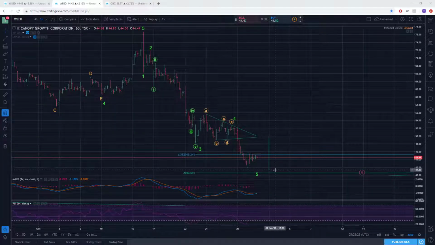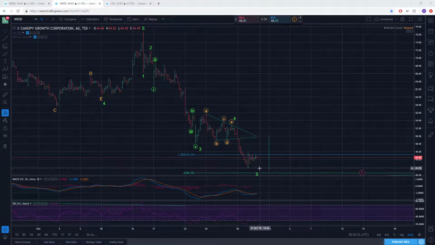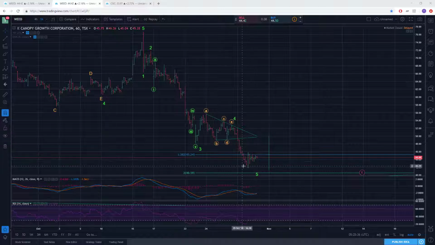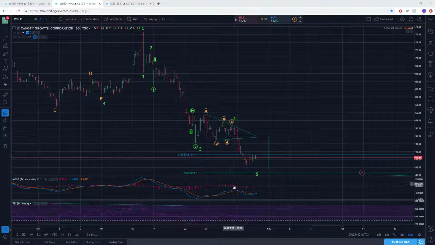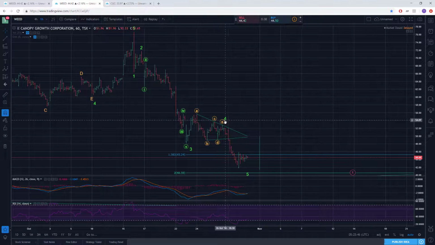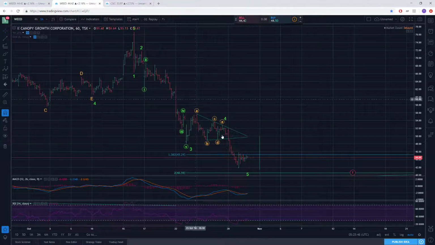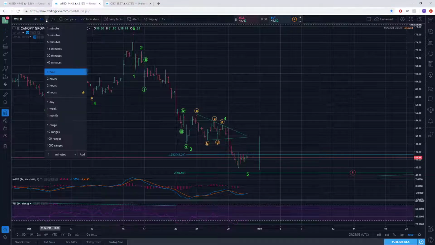So the triangle thrust objective on weed here was down 41 and change. We went as low as 41.80 so far. We didn't quite hit that 2.0 reverse fib of the A wave here, which would be at 40.59, although we could still hit it. And if we just go in closer, so this is the hourly, we're coming down in this fifth wave, right? Now this is the hourly.